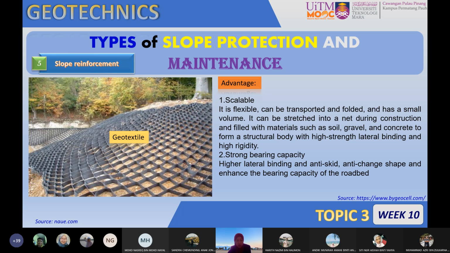It can be stretched into a net during construction and filled with materials such as soil, gravel, and concrete to form a structural body with high-strength lateral binding and high rigidity. This gives a very strong bearing capacity, higher lateral binding, anti-skid and anti-shape-change properties, and enhances the bearing capacity of the road bed.